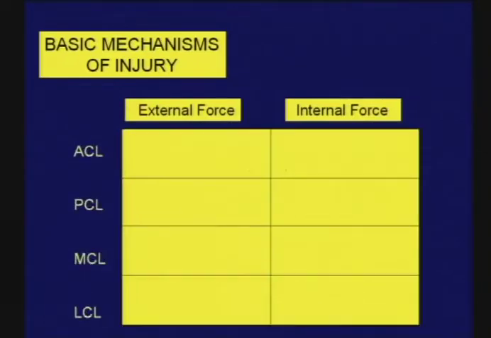So we put it all together and we end up, in fact, with a chart that looks like this. Let me explain this. You can see two columns, external force and internal force, and four groups of ligaments: anterior, posterior, cruciates, and medial and lateral supporting structures. Let's take the typical scenario of an anterior cruciate ligament tear. Statistically, more commonly, these relate to internal force alone.